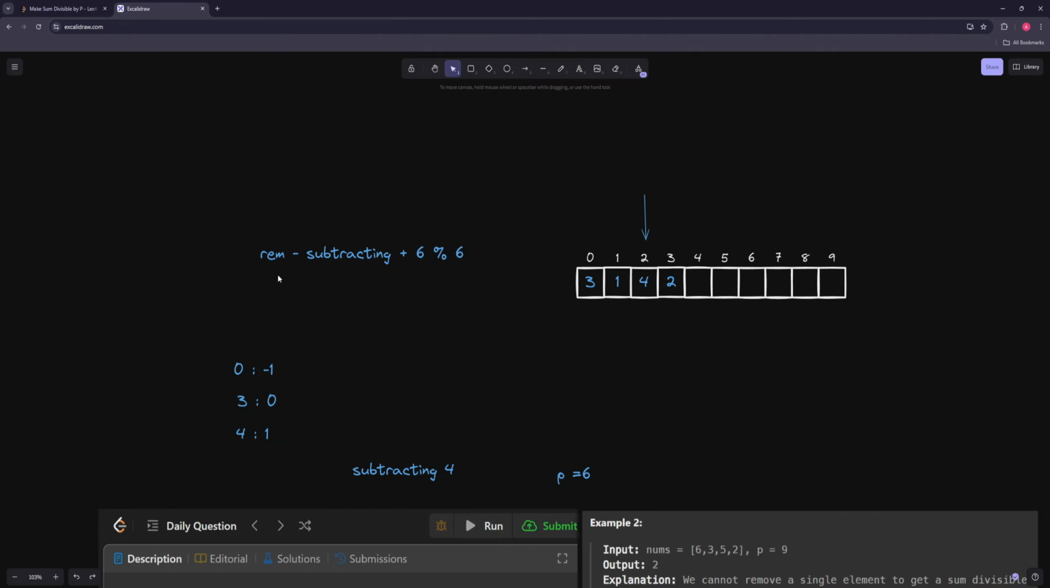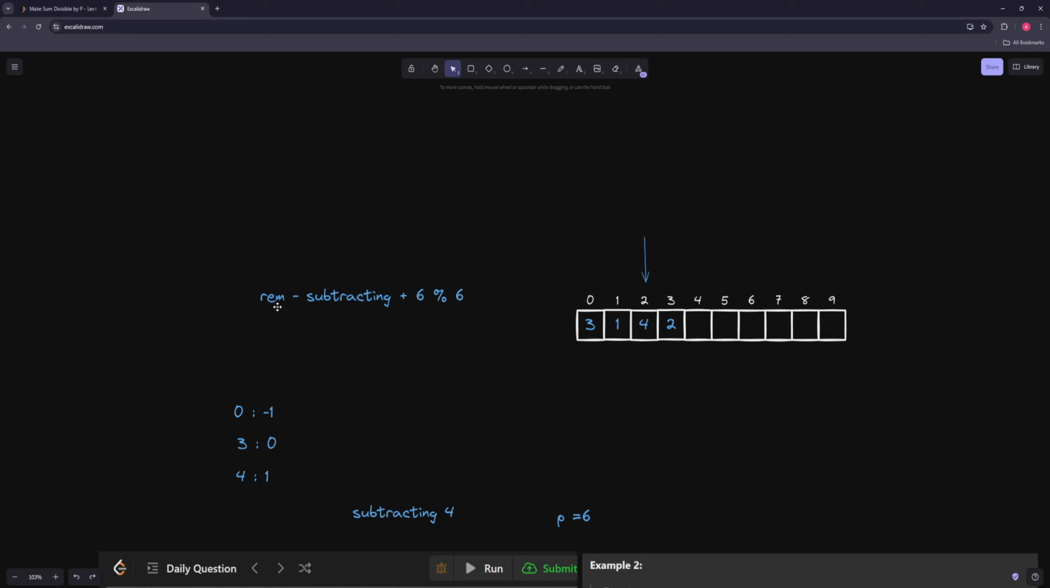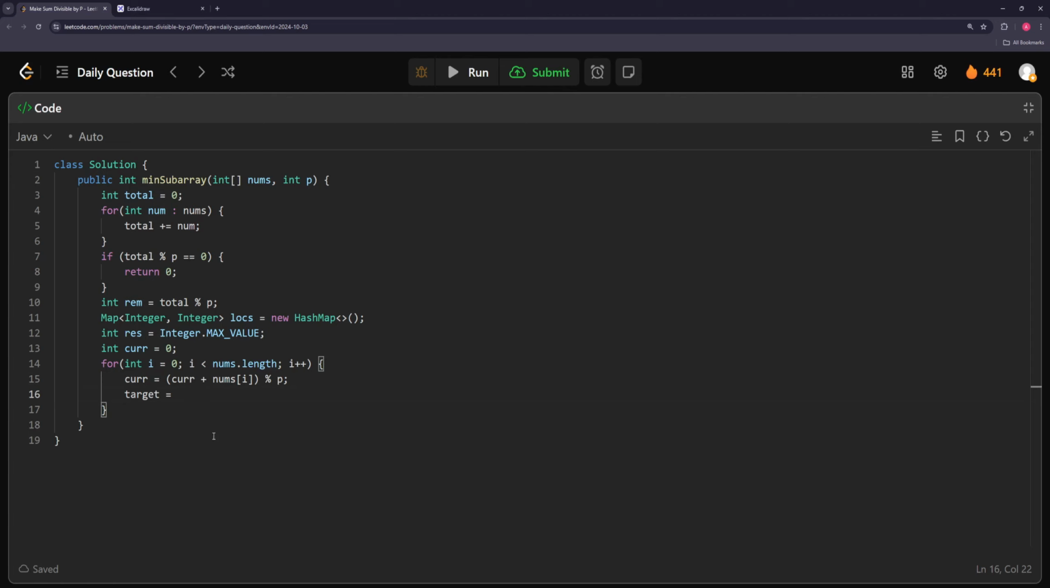if we look at our picture, it's going to be the remainder, which is what we have, which is the cur, minus the subtracting, plus p, mod p. So remainder, which is cur, minus the subtracting, which is rem, plus p, like this. So if locations contains the target, then we can minimize the result. Result and i minus.